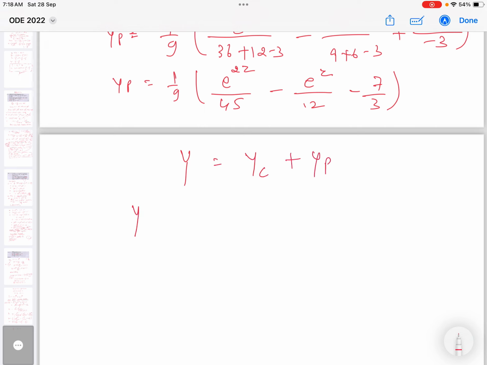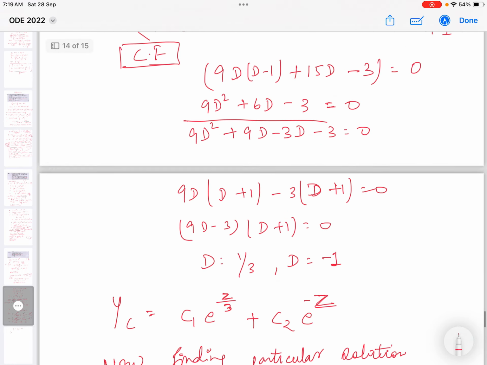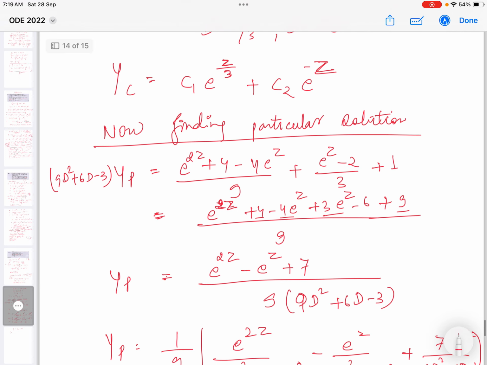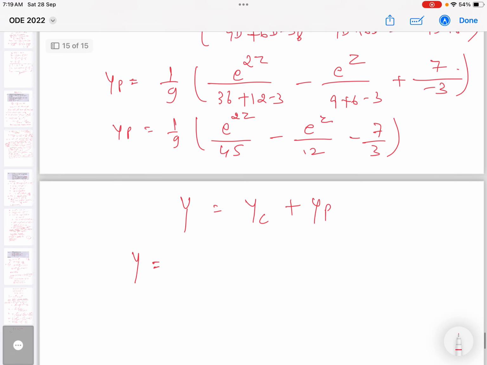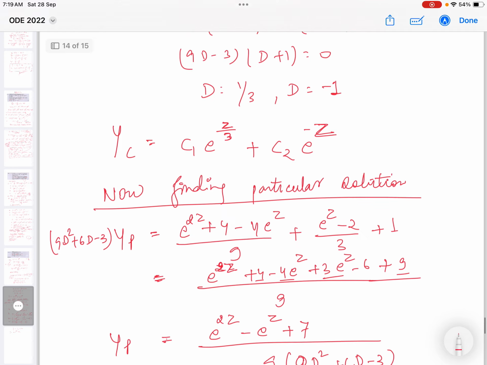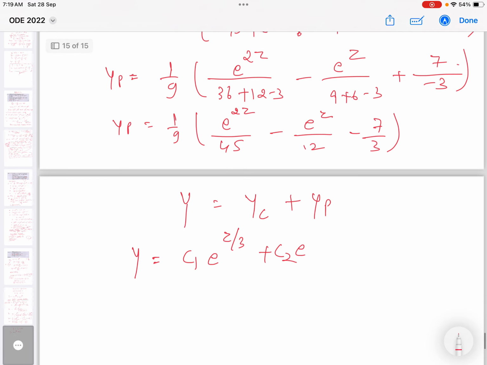The y complementary is nothing but C1 e to the power z by 3 plus C2 e raised to the power minus z. Fine. And then it will become e to the 2z by 45 minus e^z by 12 minus 7 by 3.